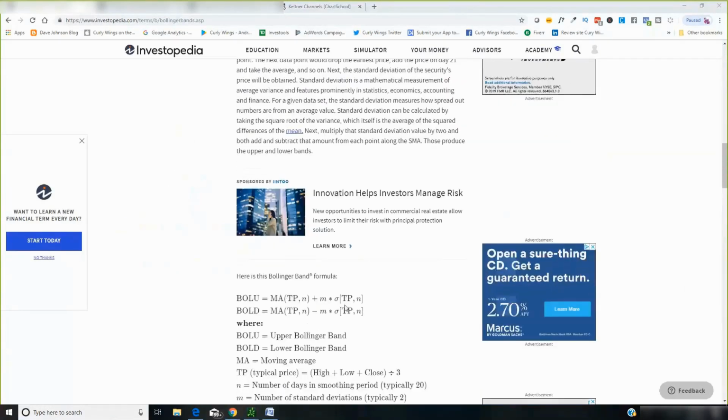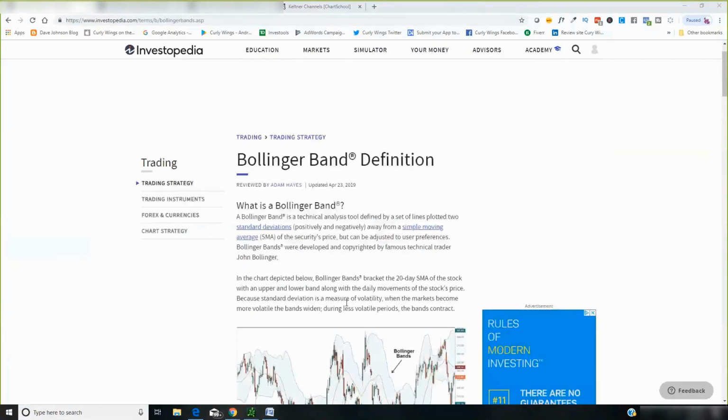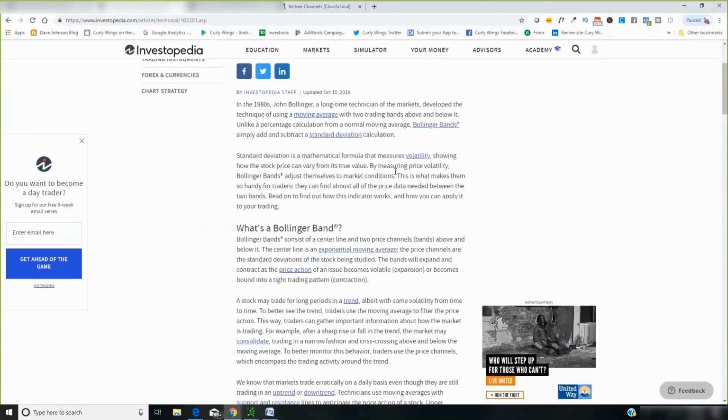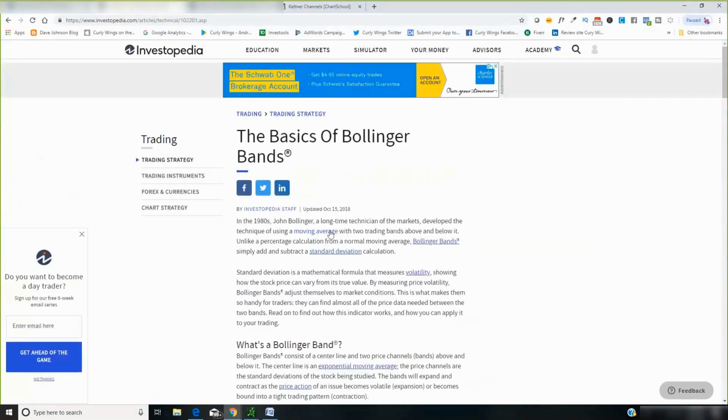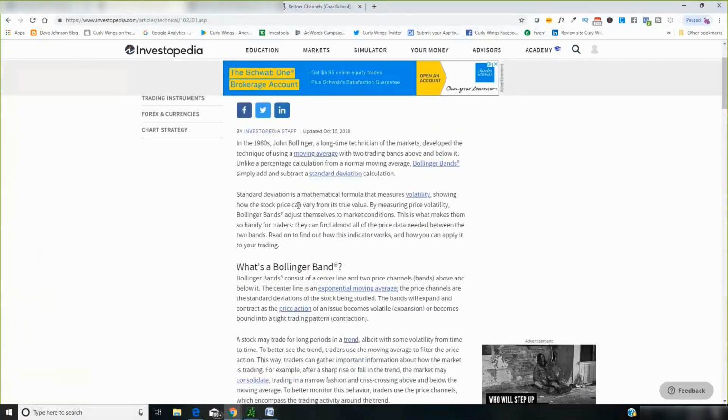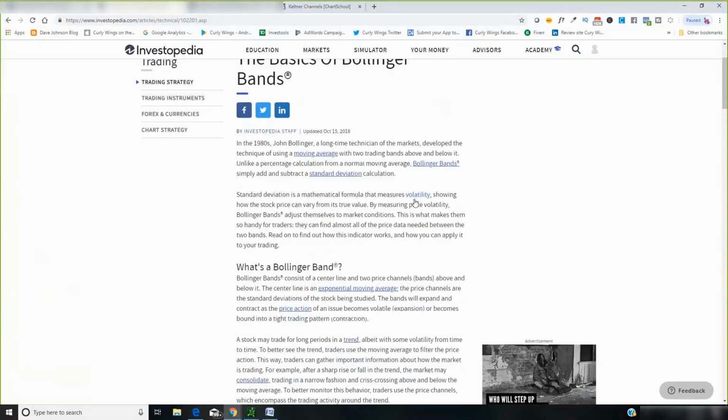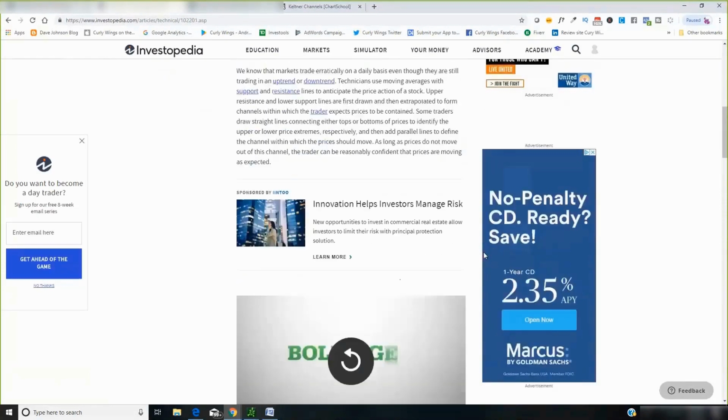But for this purpose, you just need to know what the Bollinger Band is. You can look to see how it's calculated, but it's a volatility tool, and it measures standard deviations of the moves. So here's another one I found, the basics of Bollinger Bands. Again, you can just Google it. What is a Bollinger Band? It tells you what it's made up of and who created it. But here's the thing: standard deviation is a mathematical formula that measures volatility. And so that's what this indicator is. And then you can just read it.